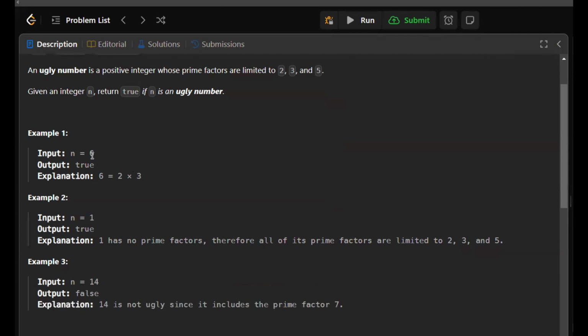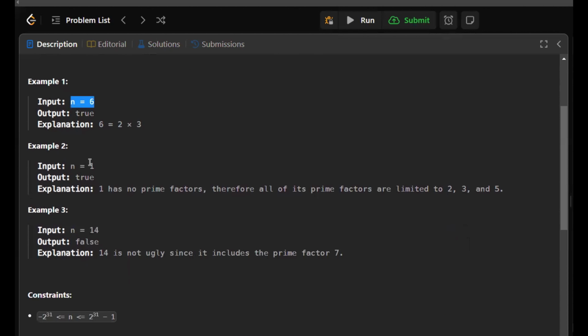Now, suppose the value of n is 6. So here, two of the factors of n will be 2 and 3, because 2 multiplied by 3 is equal to 6. That means 6 can be divisible by 2 and 3. So here, it is an ugly number. Similarly, for n equal to 1, it is true because 1 has no prime factors. Therefore, all of its prime factors are limited to 2, 3, and 5. That's why we have to return true.